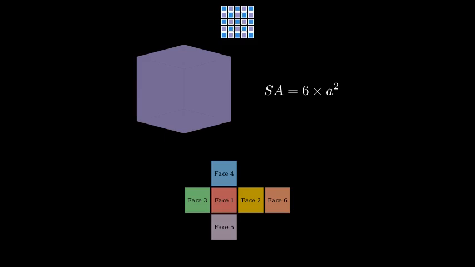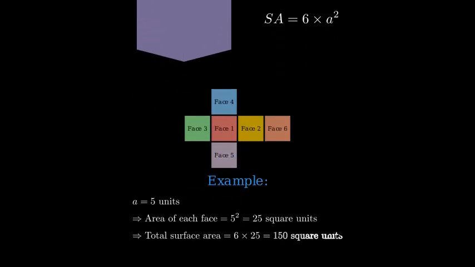The surface area of a cube is 6 times the area of one face. Since each face is a square with area a squared, the total surface area equals 6 times a squared. If a cube has edges of length 5 units, each face has an area of 25 square units, and the total surface area is 6 times 25, which equals 150 square units.